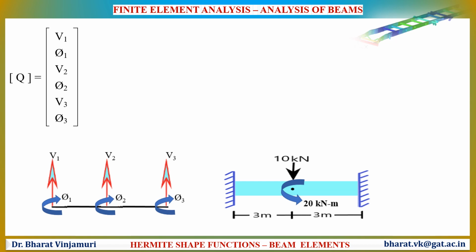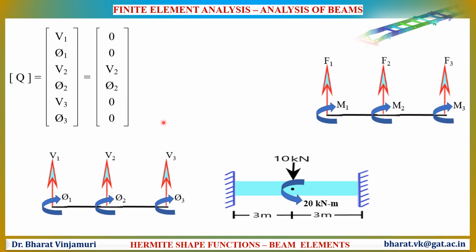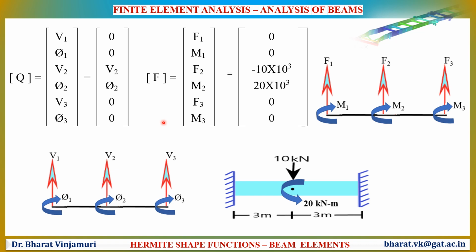Let us find the displacement vectors by applying the boundary conditions. Since it is a fixed beam, node 1 and node 3 have been fixed here. So the displacements at node 1 as well as node 3 will be 0. The force vectors will be as shown in the figure.